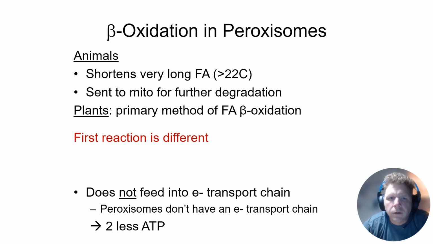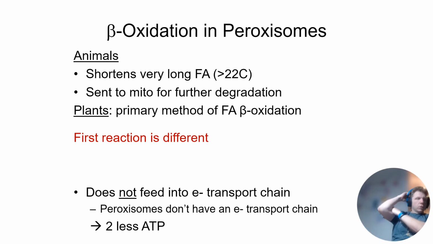Okay, now beta oxidation in peroxisomes. Essentially, in animals, this is able to take particularly long fatty acids, so the fatty acids that are more than 22 carbons long. If you're dealing with a fatty acid that's 20 carbons long, beta oxidation all day. Beta oxidation in the mitochondria. But if it's 24 carbons long, 23 carbons long, you've got to send it to the peroxisomes.